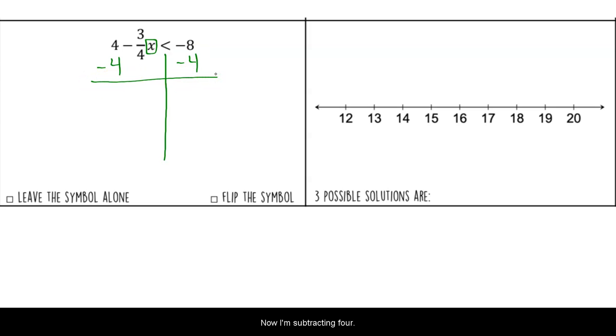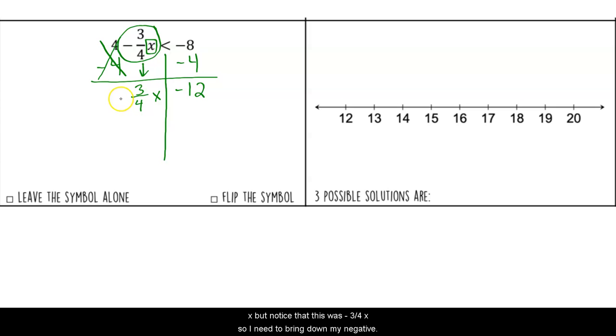Now I'm subtracting 4. Yes, I see a negative because subtracting 4 is like adding negative 4. But we don't flip the sign when we add or subtract. So nothing to do here yet. But the 4 minus 4 is 0. That's going to cancel out. On the right side, I have negative 8 minus 4, which is negative 12. And then I'm going to bring down my 3/4 x, but notice that this was minus 3/4 x. So I need to bring down my negative sign. And our inequality is still less than so far.